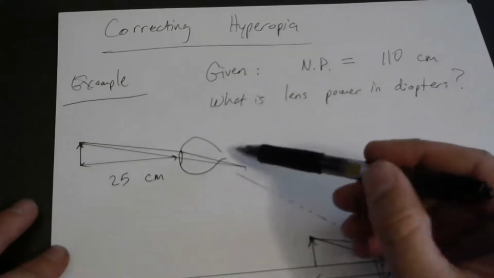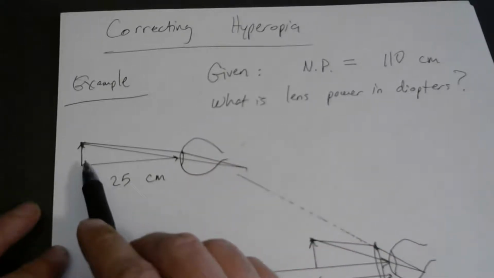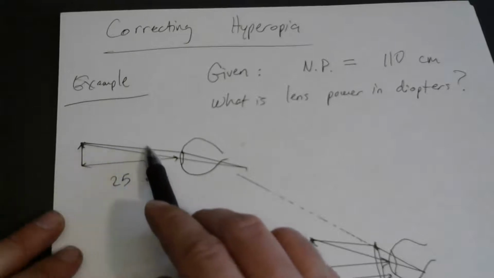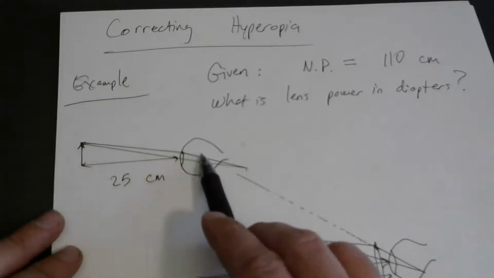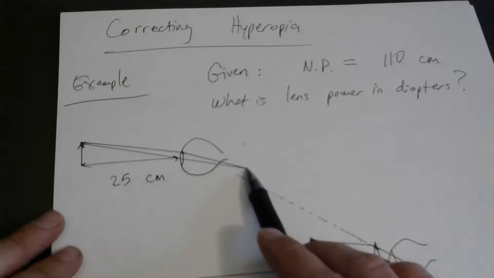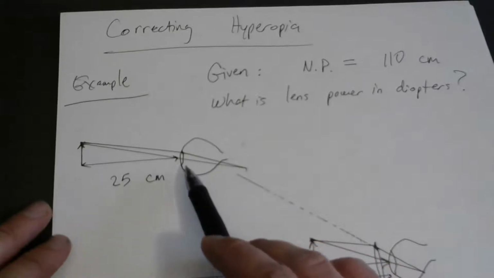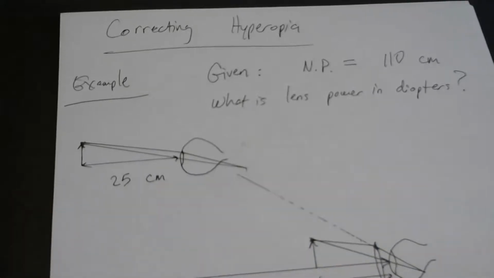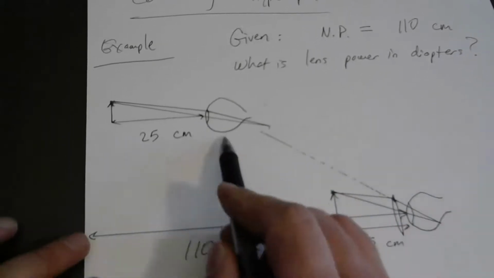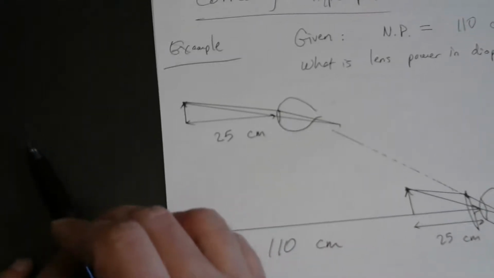So here's a very horribly drawn eyeball. If you placed an object like a flower 25 centimeters from this person's eyeball, the rays would not bend enough to focus at the retina. They wouldn't converge until they're at some point behind the eyeball. And again, that's partially, or maybe mostly, because their eyeball is too short, a little shorter than it should be. So the idea is, if this object was way out at 110 centimeters, they would be able to focus on it.